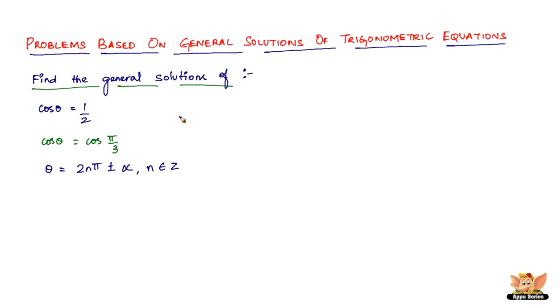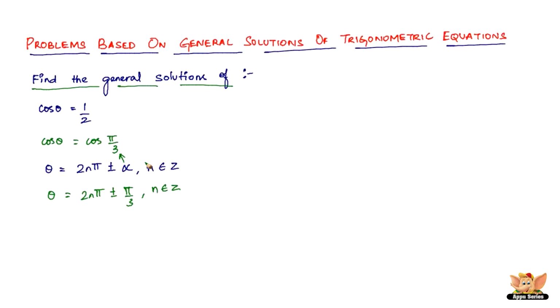Alright, so now the general solution for this particular equation, cos theta equal to 1 by 2, is theta equals 2n pi plus or minus alpha, where alpha is nothing but this angle, which is pi by 3. So therefore 2n pi plus or minus pi by 3, where n, again, is an integer. This is an important part of the general solution that we are going to write. So you need to write n is an integer. Alright, so that ends this problem.